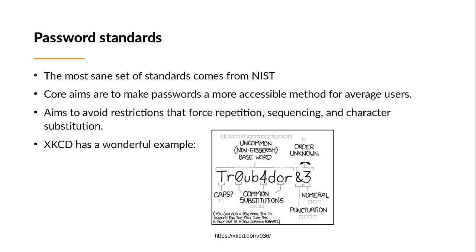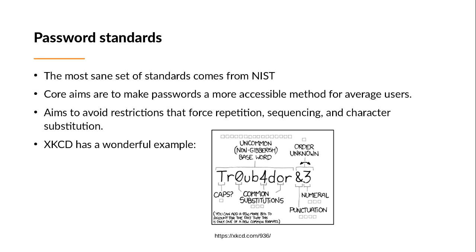This is a great example of a terrible password. Most of you are probably familiar with the XKCD correct horse battery staple, which is kind of what you want to aim for in a password, but this is an example of what not to aim for. You can see here there's character substitution, it's prone to sequencing, and it's prone to repetition.